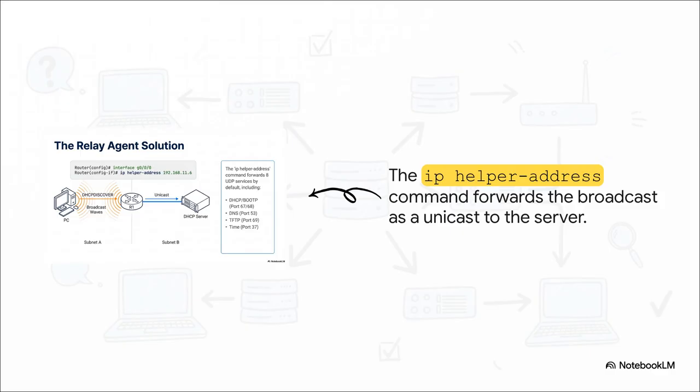But the fix is surprisingly elegant, the IP helper address command. You configure this on the router's interface that's facing the clients. It basically tells the router, hey, listen for those DHCP broadcasts, and instead of just dropping them, repackage them as a nice targeted unicast message and forward them directly to the DHCP server's IP address. The router becomes a helpful little relay agent, bridging that broadcast gap.